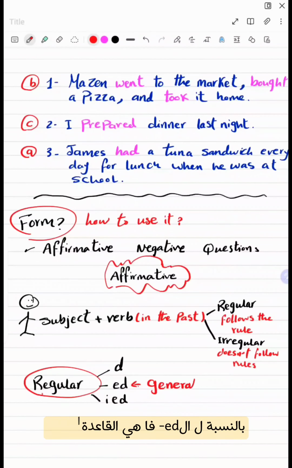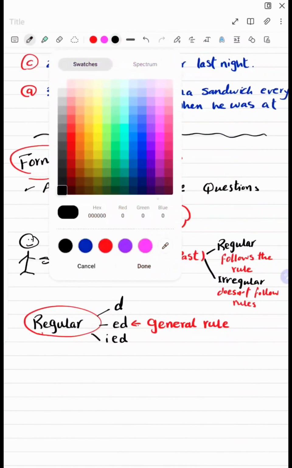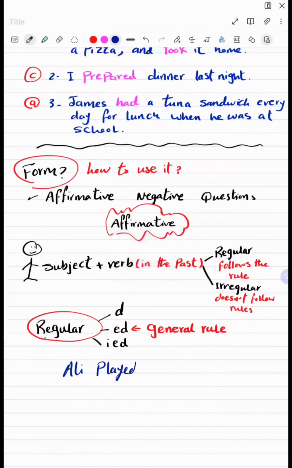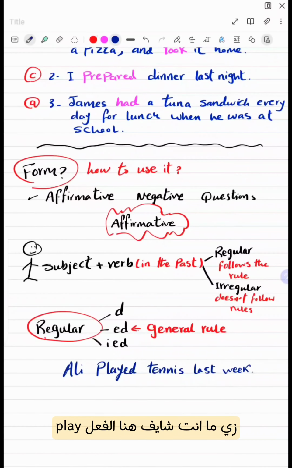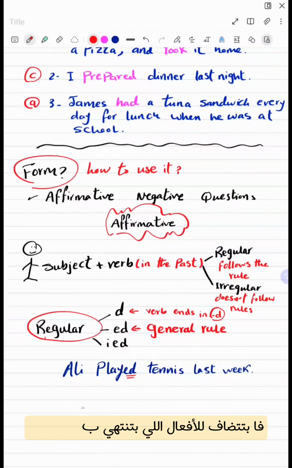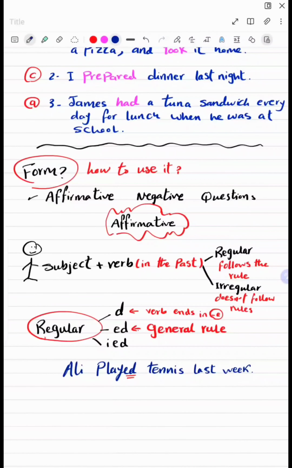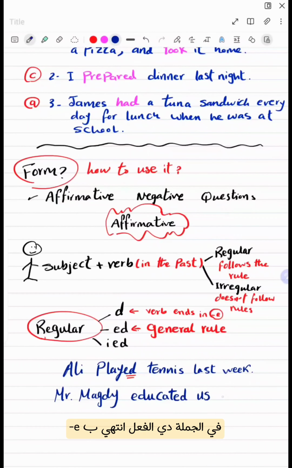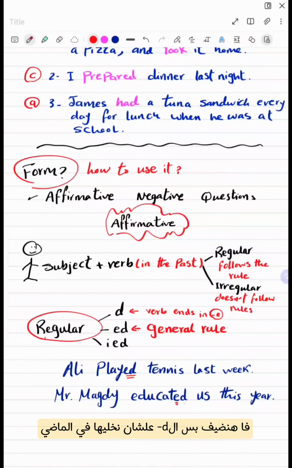And for the ED, this is a general rule. For example, Ali played tennis. As you can see here, play took the ED because this is the general rule. And concerning the D, it is added to any verb which ends in an E. So we cannot add 2 E's to a verb. So Mr. Magdi educate, it ends in an E, so we only add the D: educated us this year.